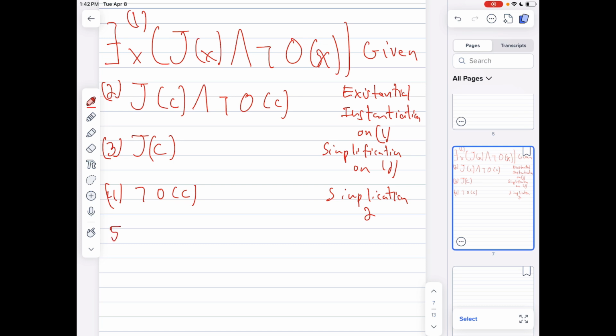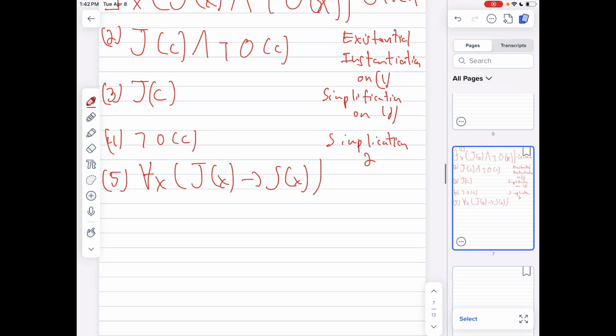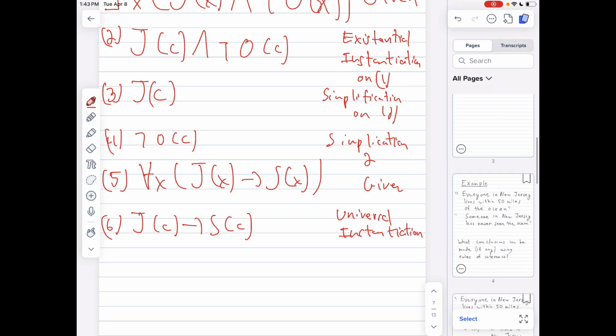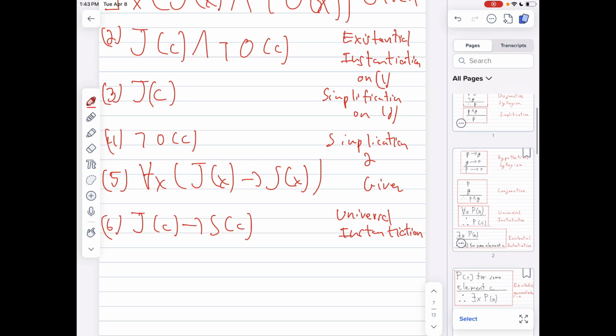But now I will use the statement that was given, which was for all x, the first statement, J of x implies S of x. And what can I say with that? Well, I can say the following, that J of c implies S of c, and that is what we call a universal instantiation. And I'm sorry, I'm going to mispronounce that all the time.